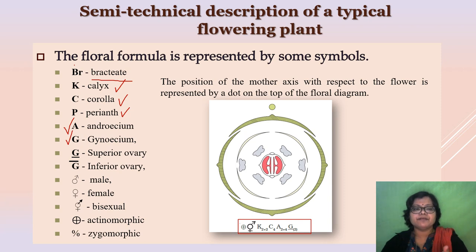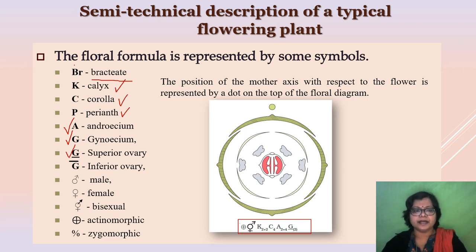If the ovary is superior, then we have to give a seat, so a line has to be drawn below the G. That means ovary superior, seat is given. Ovary superior means the other whorls are below the ovary. This type of flower is known as hypogynous, right?